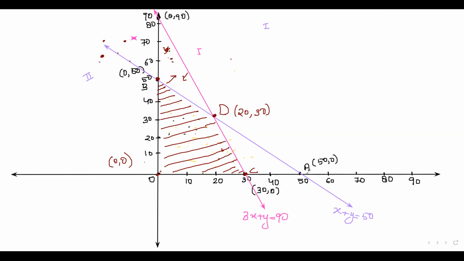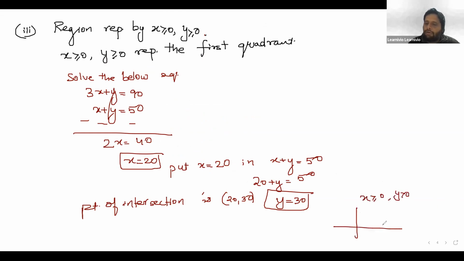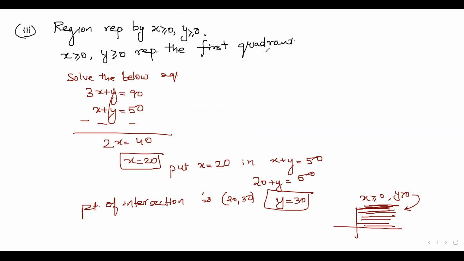So if we want to shade x greater than 0 and y greater than 0, then how will we shade them? If you have a question where you just need to shade x greater than or equal to 0, y greater than or equal to 0, then you have to shade the complete first quadrant. If no other equation is given and we need the graph of these two, then we have to shade the first quadrant. Is it done, Umair? No, sir. I'm just writing the equation right now. Okay.